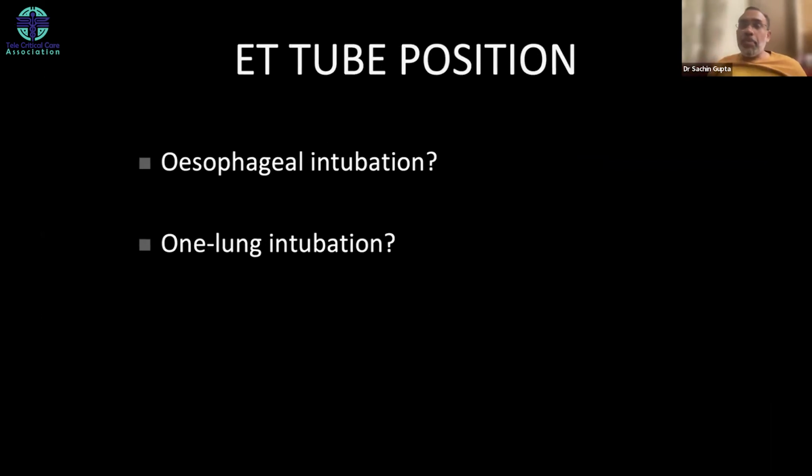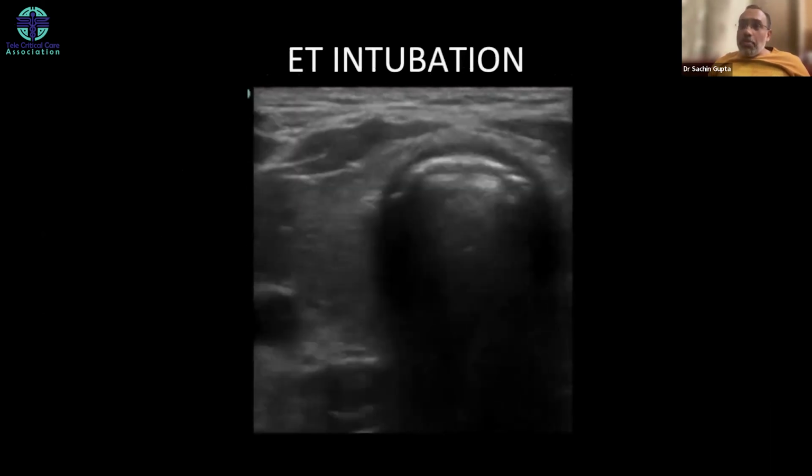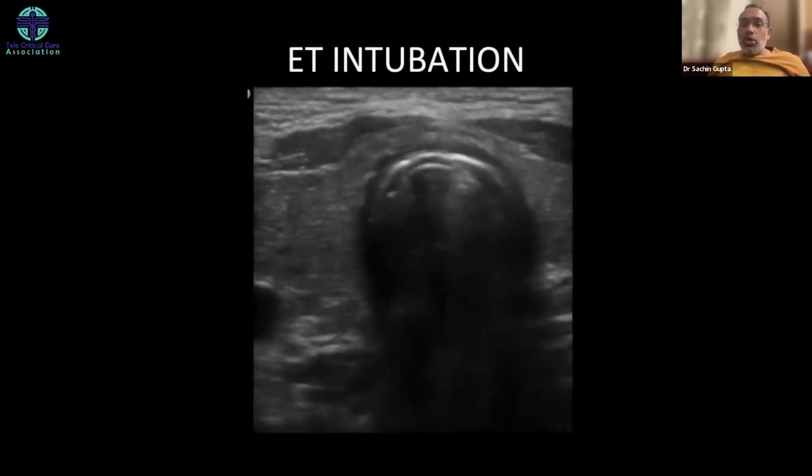The next procedure that I would be talking about is endotracheal tube placement. Whenever we are doing an intubation, we are looking at two important aspects. I always say, which tube have you intubated? Is it the trachea or the esophagus? And once you say I've intubated the trachea, then the next question is, is it one-lung ventilation? Which means, is it endobronchial or is it bilateral ventilation? So we can easily observe this while somebody is intubating the patient.